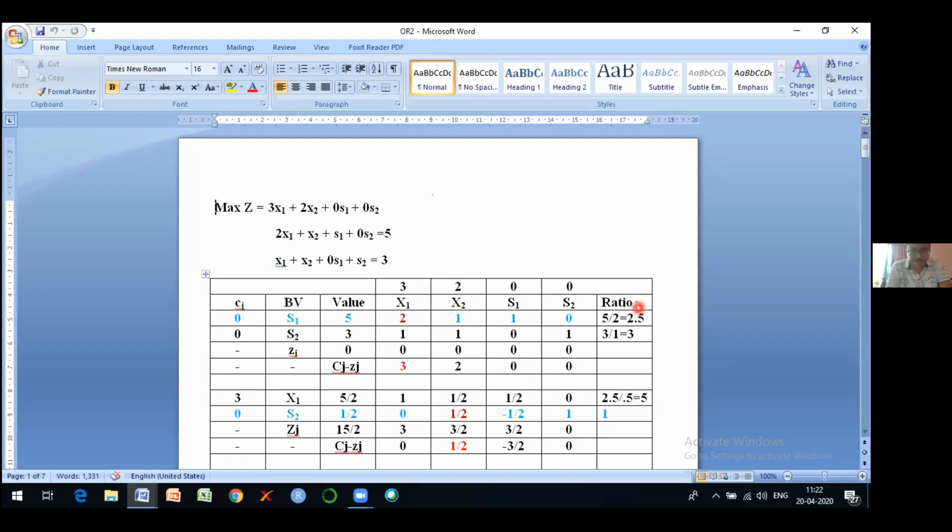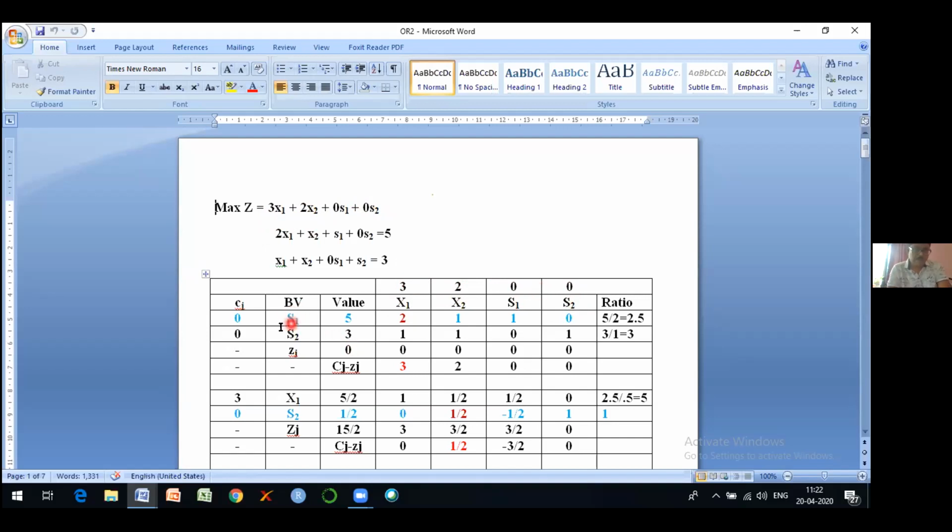Now the second step: go to the objective function. The coefficient of x1 is 3, the coefficient of x2 is 2, the coefficient of s1 is 0, and the coefficient of s2 is 0 in the objective function. Write all the coefficients just above the variables. x1 coefficient is 3, x2 coefficient is 2, s1 coefficient is 0, and s2 coefficient is also 0, right?